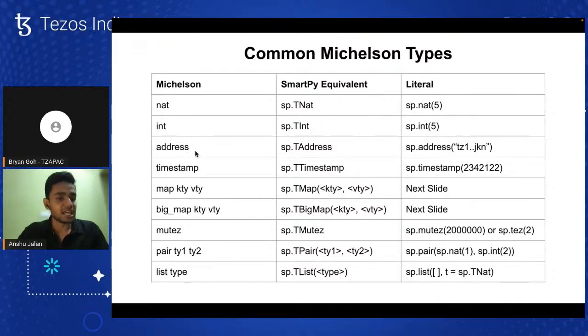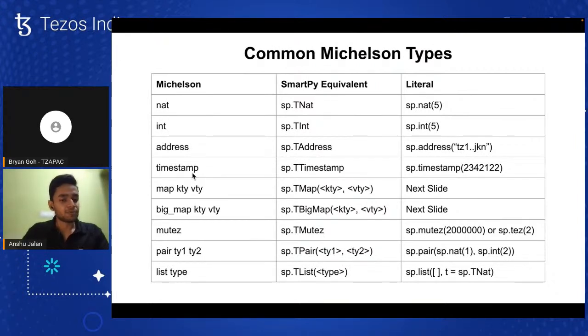Then we have the address type. Address type represents normal Tezos addresses. That can be a user address, which usually starts with tz1, tz2 or tz3, and it can also represent contract addresses that start with KT1.